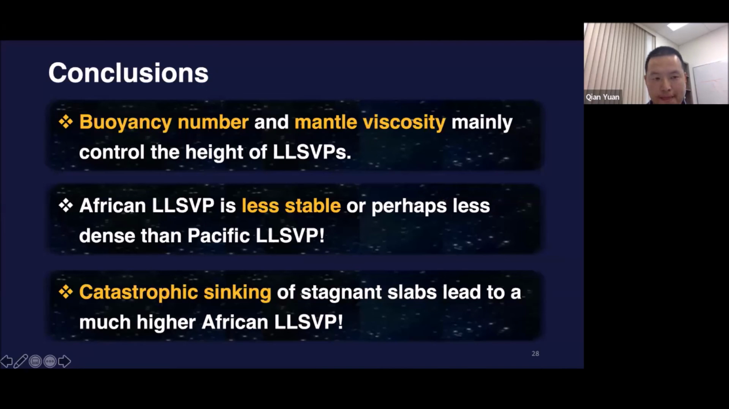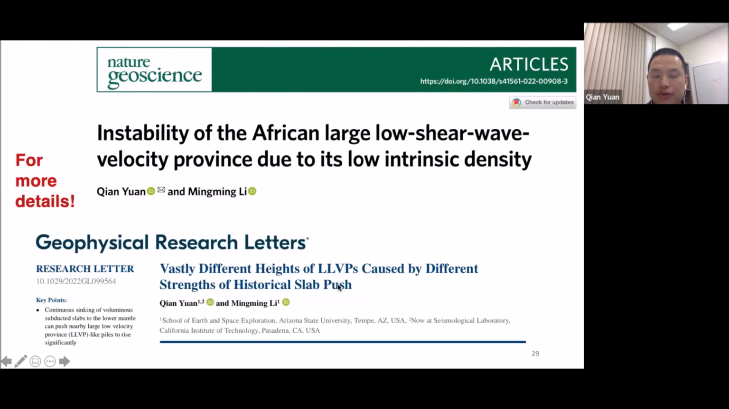So to conclude, two of my works suggest, first, that the buoyancy number, with density, and also mantle viscosity mainly control the height of LLSVPs. Second, we suggest the African LLSVP is probably less dense, or perhaps less stable, than the Pacific LLSVP. Last, we think the catastrophic sinking of the stacked slabs may lead to a much higher African LLSVP. If you are interested in the details of these stories and models, please check these two papers.